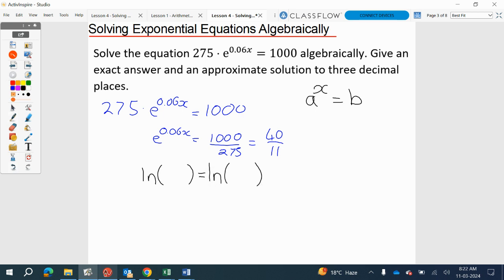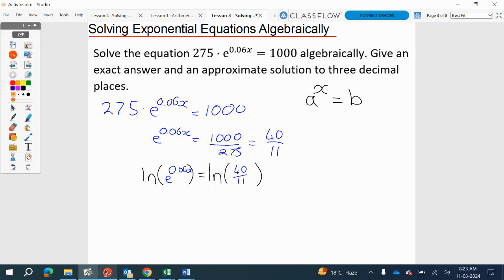On the left-hand side, we have e to the 0.06x. On the right-hand side, we have 40 over 11. Take logs of both sides. When you take logs of both sides, you take logs of everything, the entire side, like we do with square root. You're taking a function, not like multiplication where you can multiply every term. You're actually multiplying the whole side and then distributing, but you do that all in one step these days.